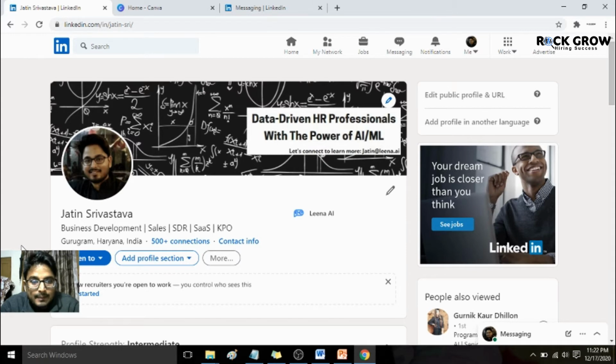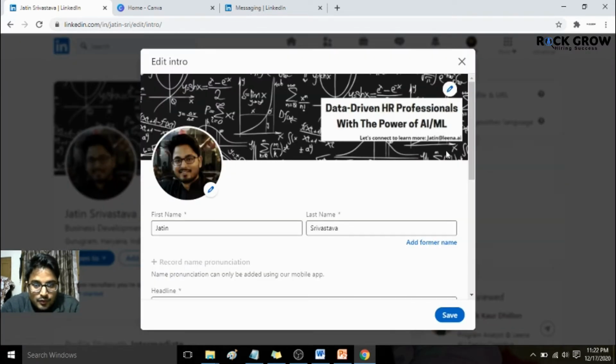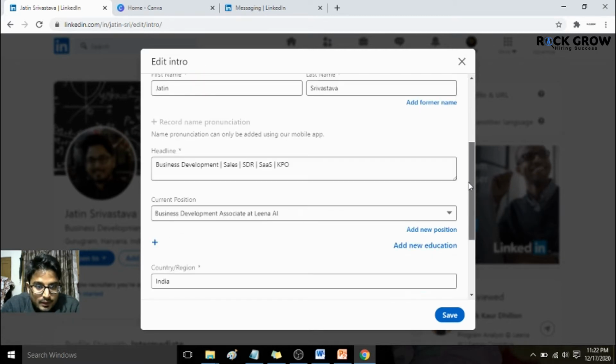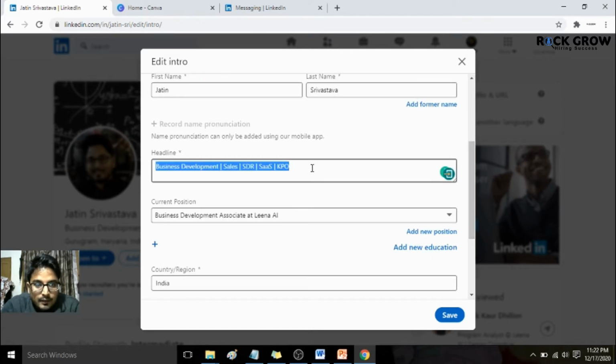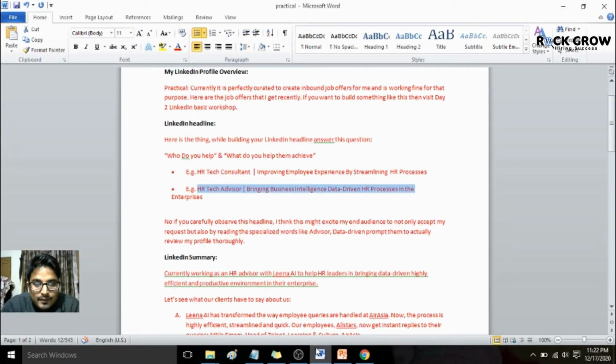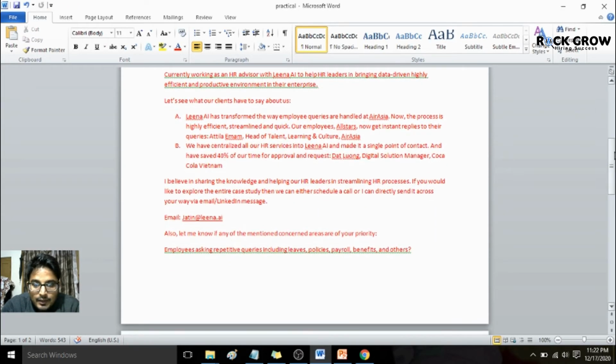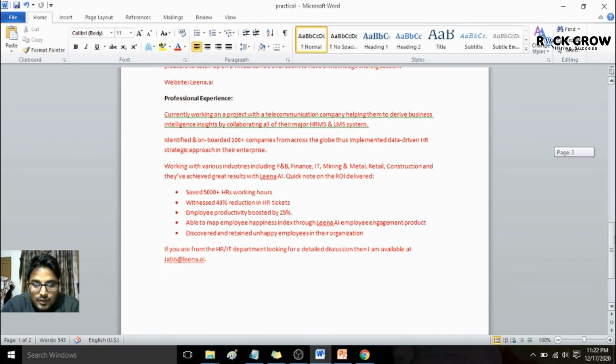Okay, so let me edit my professional headline as well. All I need to do is to go down below, and I have already created this Word file where I have written everything which I needed to edit, all the things which are currently there in my profile.